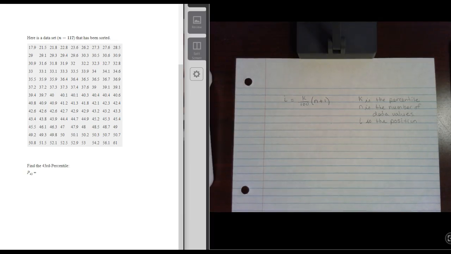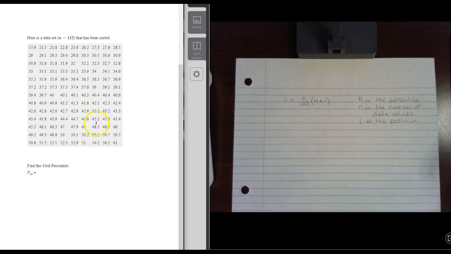Okay, I've had several questions on how to find certain percentiles, and there are different ways to find percentiles, but especially when you're talking about quartiles, those are a little different. But if we're looking for anything but those, you could use this method also. However, we're looking for the 43rd percentile right here. So let's see how we find that.